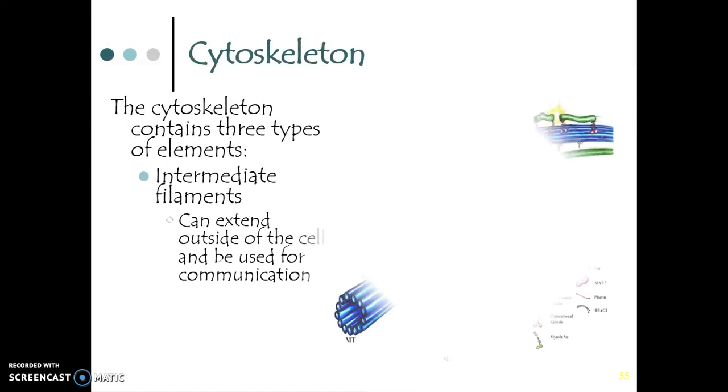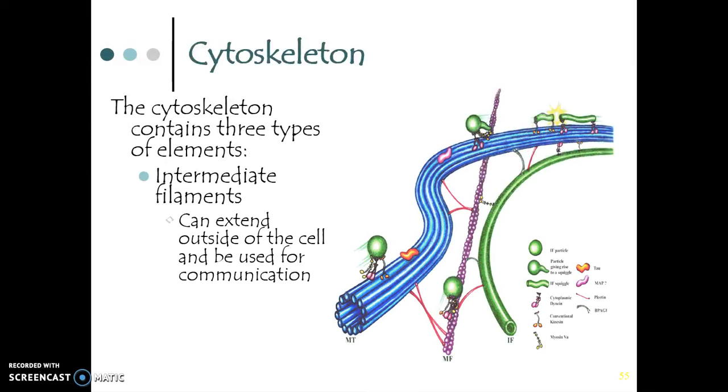And our third type of cytoskeleton are intermediate filaments. These are a blend of different types of proteins that come together, and some of these will actually extend outside of the cell membrane, and they can be used for communication between cells and for cellular recognition. So the body can make sure, hey, this cell is healthy and it belongs here.